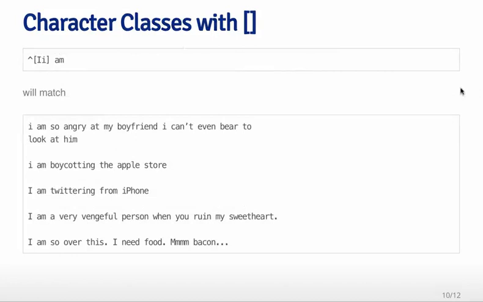The next thing you can do is start combining these together. For example, you can say I want to look at the beginning of the line to see either a capital I or a lowercase I. That will match lines like this, where a lowercase I or a capital I begins the line, followed by am. So it allows the start of the line, either a lowercase or capital I, and then the literal am.